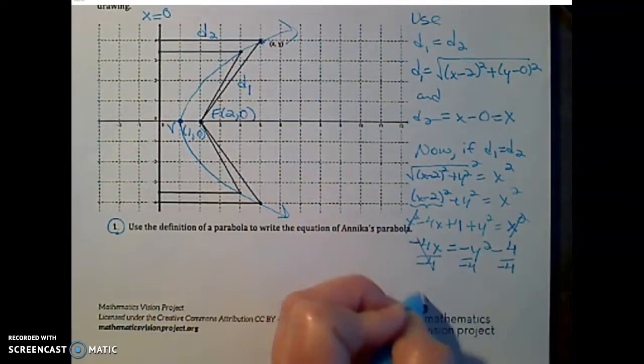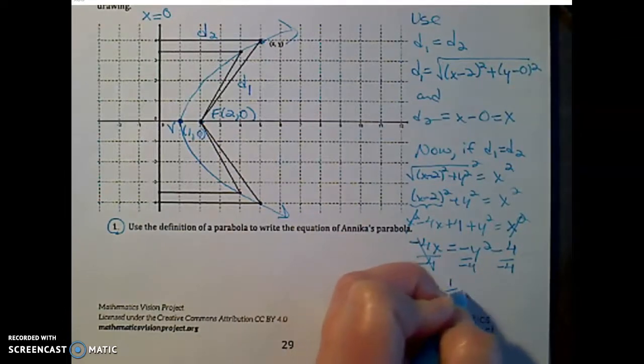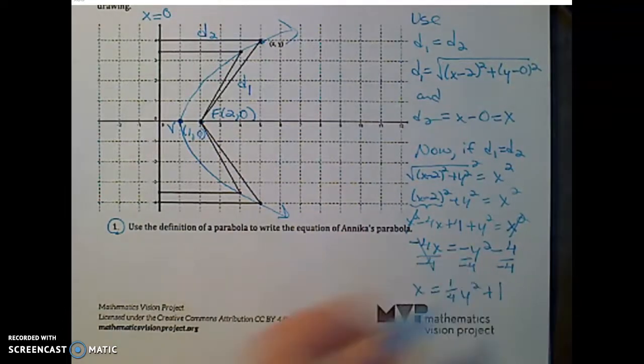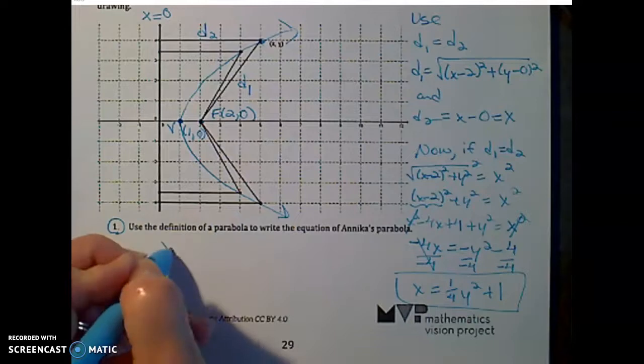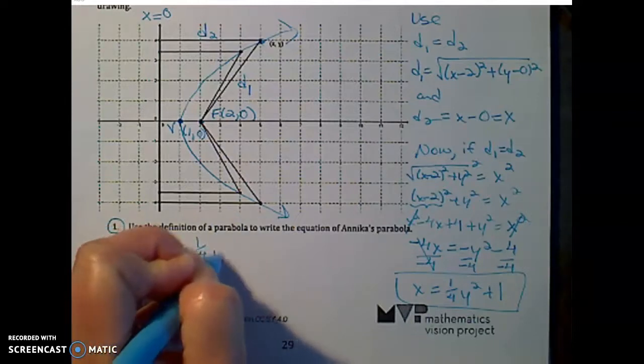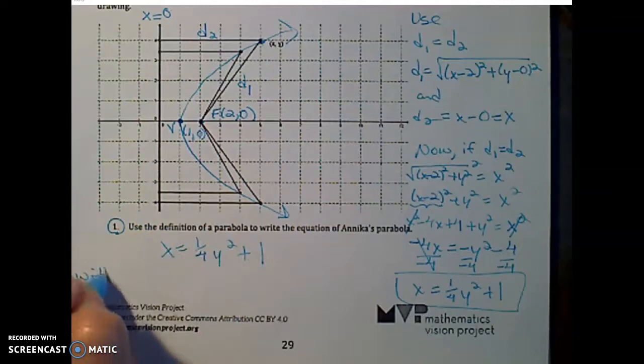And I get this equation: x is equal to 1/4 y squared plus 1. And that is the equation of Annika's right opening parabola. Please notice that the vertex of her parabola was (1, 0).